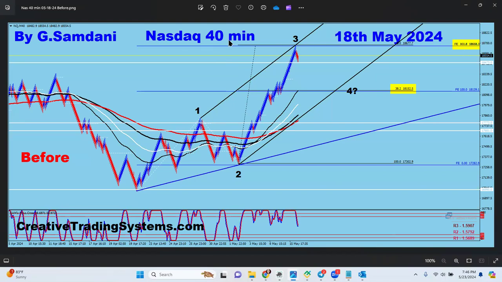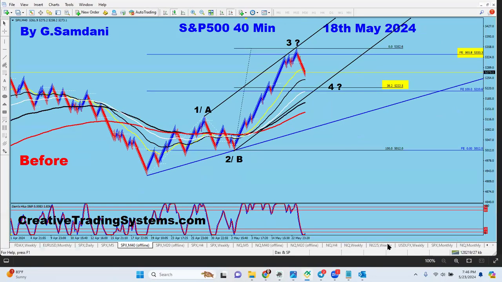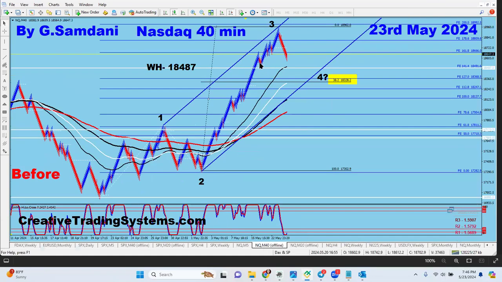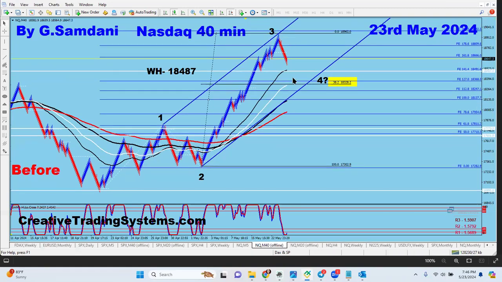By the way, this is the Nasdaq 40-minute chart I made, right? So what happened to this chart so far? It went up a little bit more than what I was expecting. I was expecting 161% somewhere here, but it went up to here and finished wave three there. And now it's dropping, right? So basically, wave four has started already. It went up a little bit more, which means wave three was a little bit more extended, which is normal, right? Wave three is the most powerful and the biggest of all waves in the five-wave phenomenon.